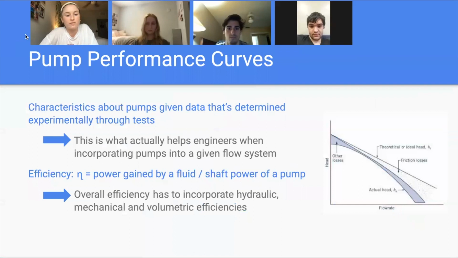Pump performance curves. These are characteristics about pumps given data that's determined experimentally through tests. So this is the picture that you see on the right. This is what actually helps the engineer when incorporating pumps into a given flow system. And then another thing that helps them is the efficiency of the pump. So this is calculated by power gained by a fluid over the shaft power of the pump. Overall efficiency as seen in that equation has to incorporate things like hydraulic, mechanical, and volumetric efficiencies.